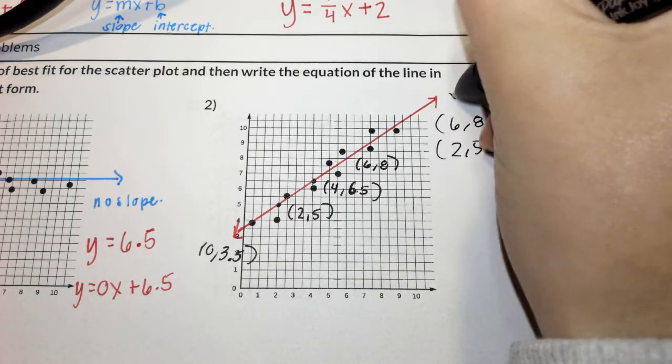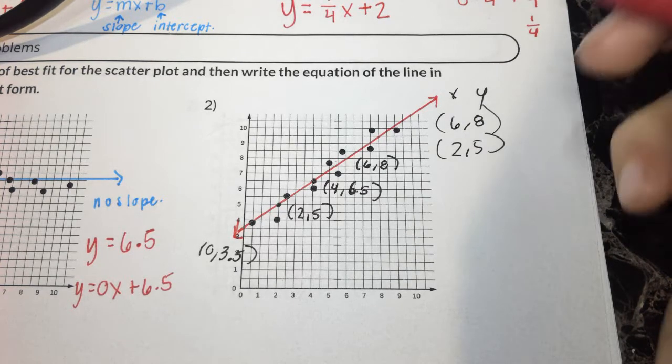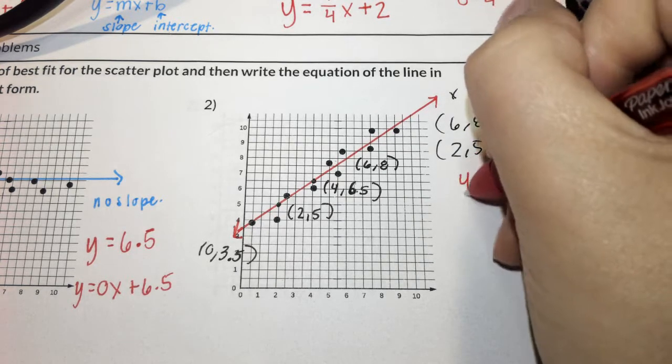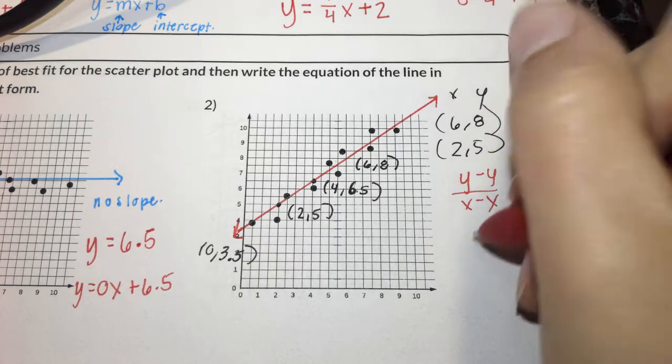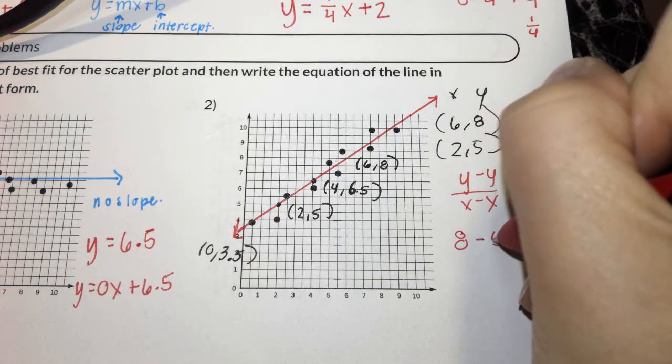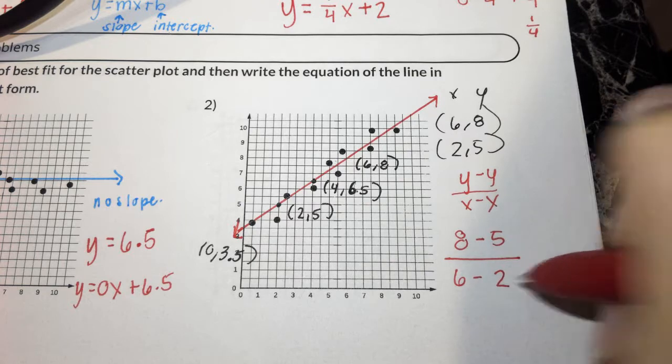So go ahead, pause the video because I'm going to keep going and actually find your slope. Hopefully you have found it. Remember, it's y minus y over x minus x, rise over run. My first y is 8. My second y is 5. My first x is 6. My second x is 2.